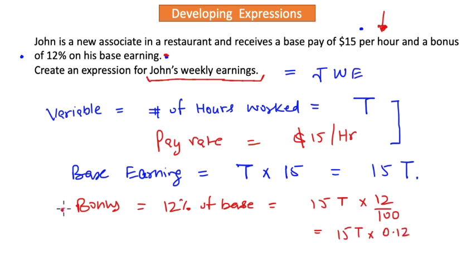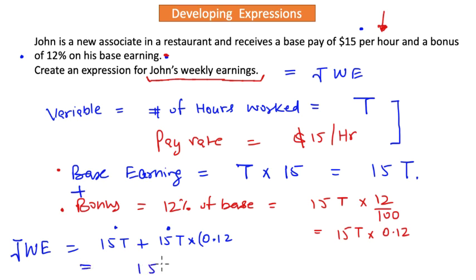So if this is his bonus and this is his base earning, what will be the final outcome? John's weekly earning will be the base salary plus the bonus salary, right? And that will be 15T plus 15T times 0.12. And now you can take this factor of 15T out, so it can be rewritten as 15T times (1 plus 0.12), or it is equal to 15T times 1.12 in dollars, and this is going to be John's weekly earning.